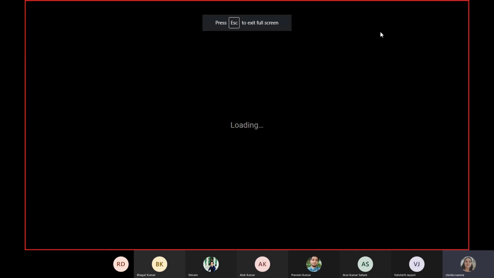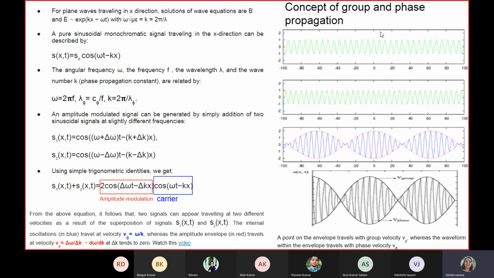Okay, let's start. Let me introduce the concept of group and phase propagation. For plane waves traveling in the x direction, the solutions of the wave equations that we saw originated from the Maxwell equations, the equations for B and E, magnetic field B and electric field E. The solutions of the wave equations are exponential of kx minus omega t, with omega times root mu epsilon equal to k, that is wave number, equal to 2 pi by lambda. So this relation we'll use here.